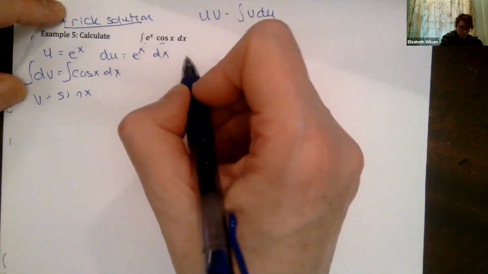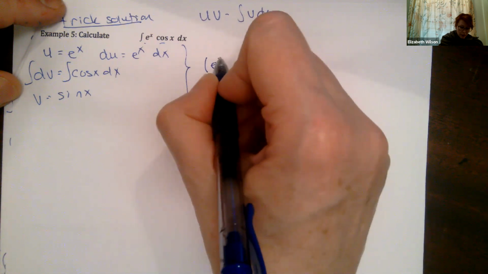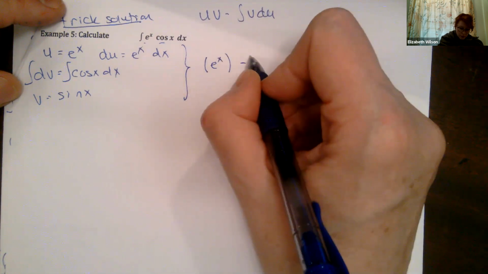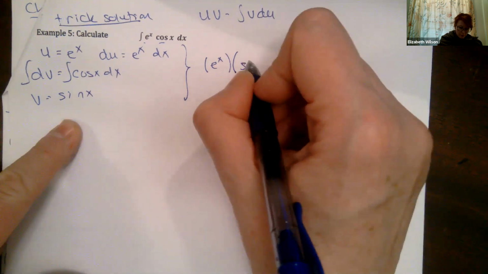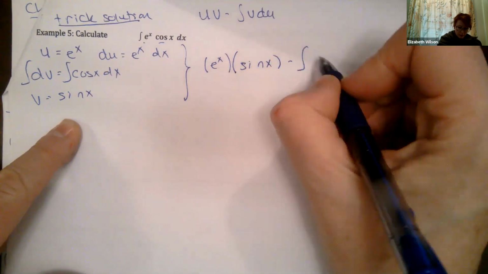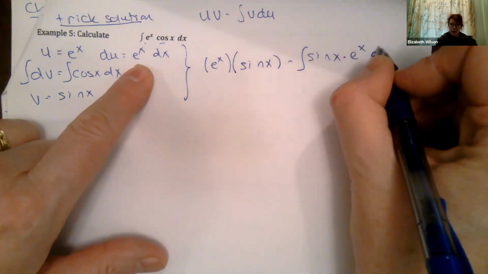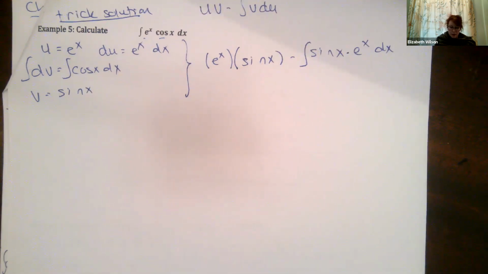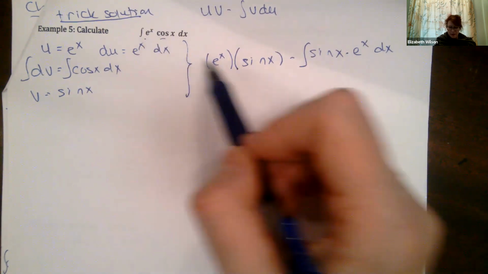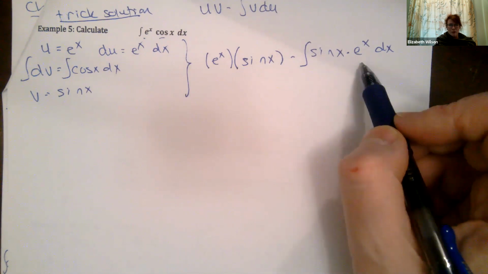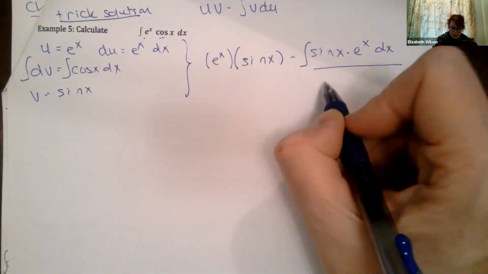So what I'm going to get for uv minus the integral of v du is this: u, e to the x, times v, sine of x, minus the integral of v, sine of x, times du, e to the x dx. Look at what's happening. Can you recognize what's happening? I'm kind of where I was, right? E to the x cosine of x, e to the x sine of x. Okay, so we can start to see we're starting to develop a problem. So I need to do integration by parts again.